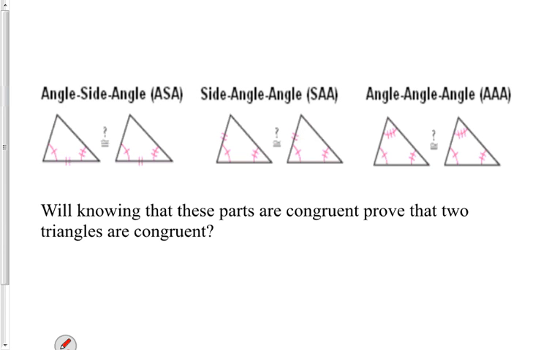The second triangle congruent shortcut we're going to look at is side, angle, angle. So we have a pair of congruent sides, and then we have two pairs of congruent angles. But the difference here is it's not an included side. That side right there is not between the two pairs of congruent angles. And then finally, we're going to take a look at angle, angle, angle. So if all three angles in one triangle are congruent to all three angles in another triangle, does that mean that the triangles are congruent? So let's get at it.